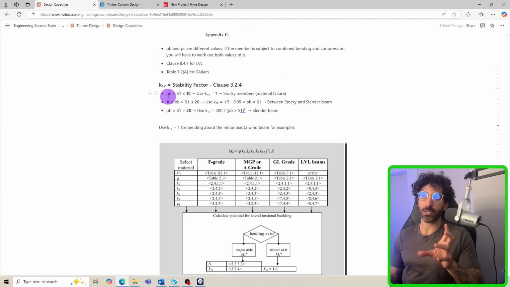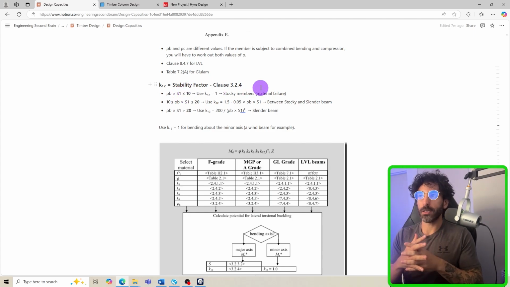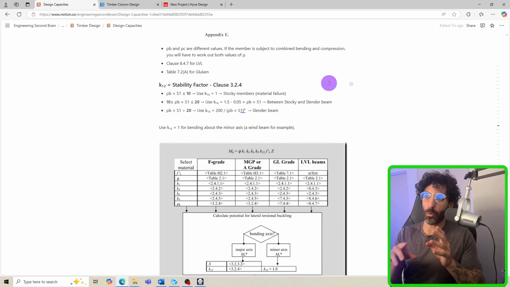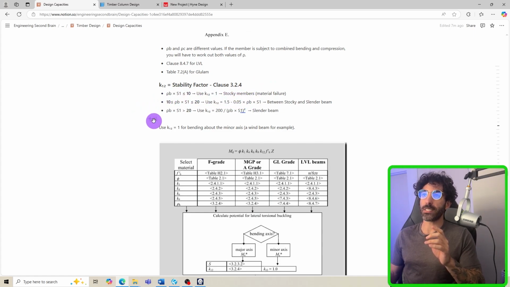So the material constant times slenderness less than 10 is going to be a stocky member, so buckling is not a problem. Therefore, K12 equals 1. If material constant times slenderness is between 10 and 20, that means we have a transition between a stocky and a slender beam. Therefore, K12 is a little bit less than 1, and you can find it through this equation. And then if it's greater than 20, it means we have a slender beam, and then K12 is going to be less than 1 for sure.